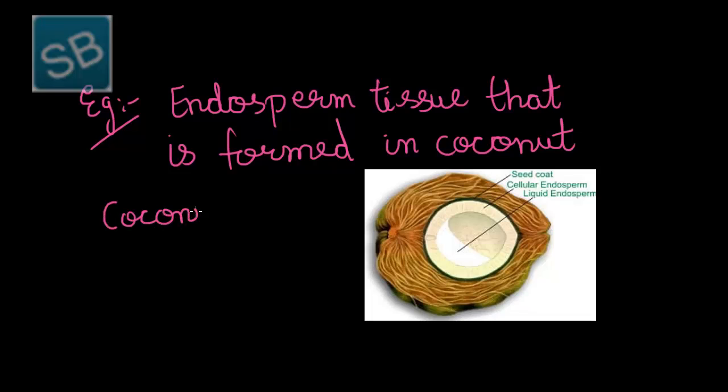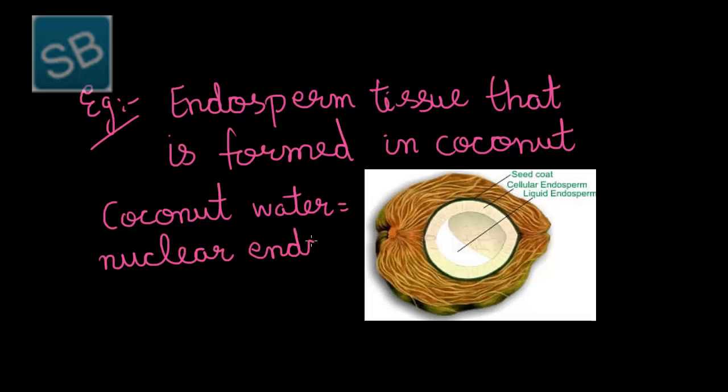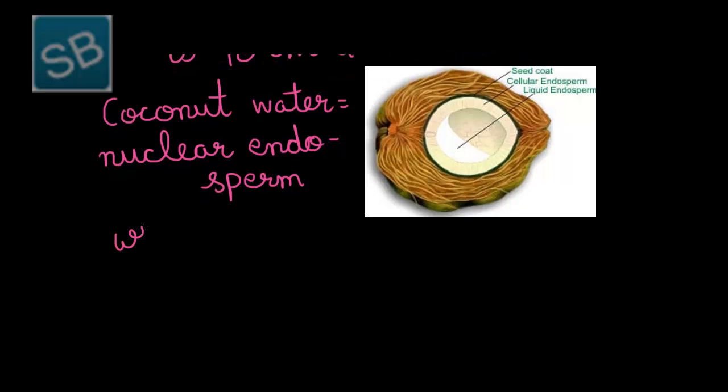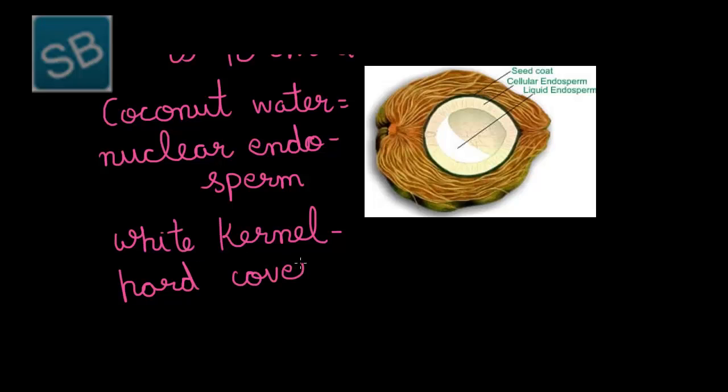Therefore, the coconut water forms the nuclear endosperm, and the white kernel, that is a hard covering within which water occurs, is known as cellular endosperm.